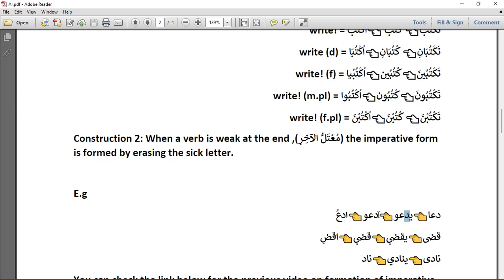Our step is not complete yet. We have to remove the harful illa. This waw is not waw jama, it is harful illa. Ud'u, after removing it. So that is the one for the verbs that have weak letters at the end. So da'a, yad'u, you remove the harful mudara, then you remove the weak letter. After that you add hamzatul wasl. Then we have ud'u. Qada, yaqdi, remove the harful mudara, remove the weak letter, we have iqdi. Then nada, we have yunadi. Same process, you remove the harful mudara and you remove the weak letter, you have nadi.